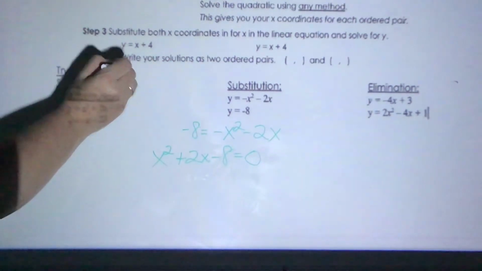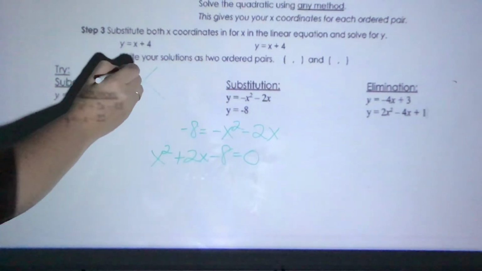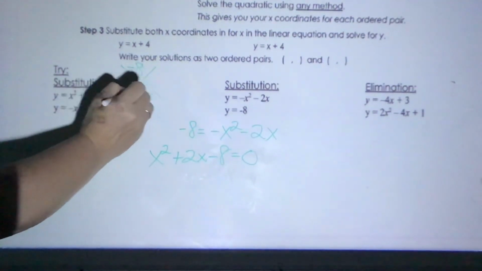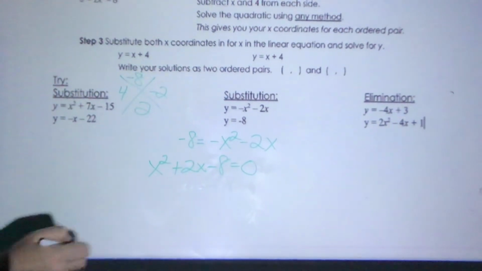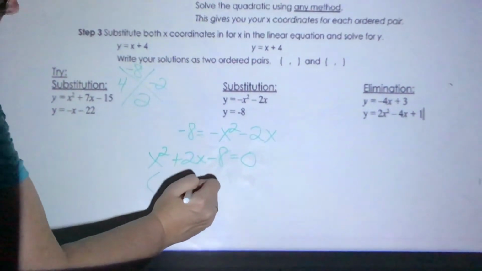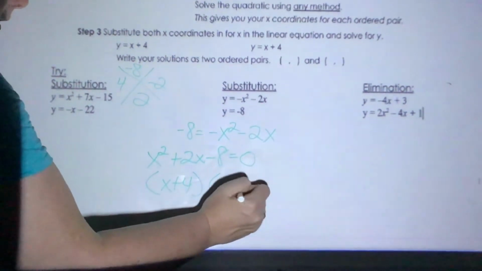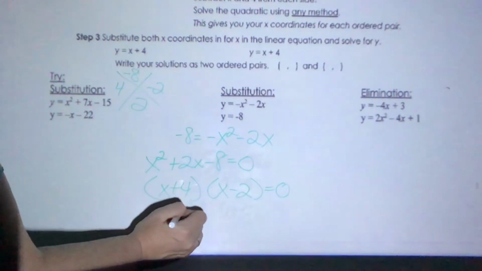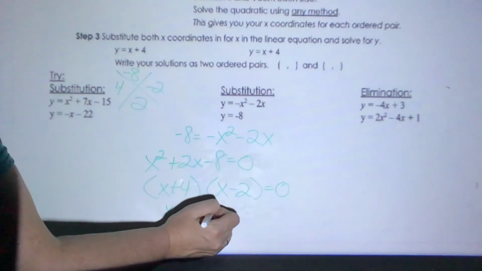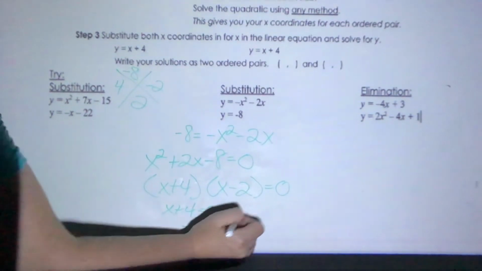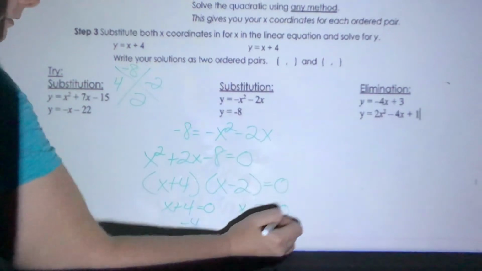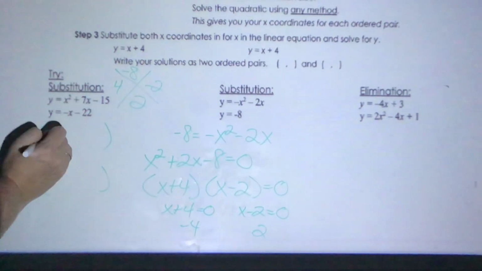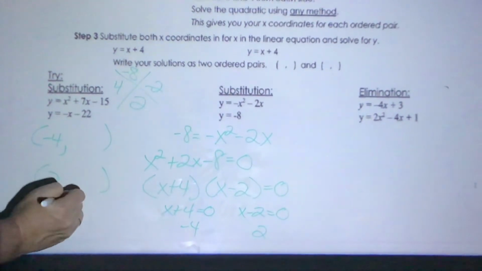I'm going to try again with factoring. So I'd be looking for two numbers that multiply to give you negative 8 and add to give you 2. Those two numbers would be 4 and negative 2. So now I set up my parentheses, x plus 4, x minus 2. Now I'm going to solve each of these equations by setting them equal to 0. So x plus 4 equals 0 is negative 4. And x minus 2 equals 0 gives you positive 2. So I know the two x values are negative 4 and 2.